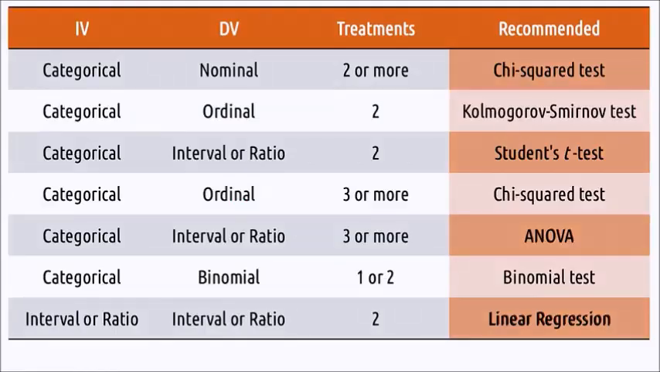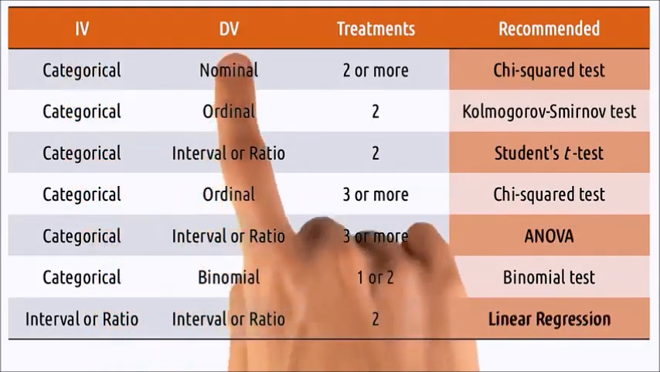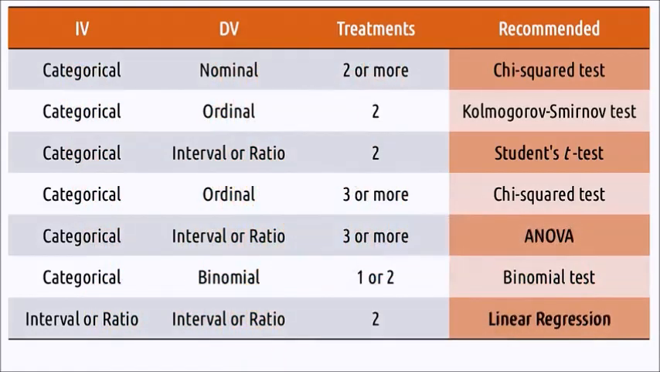Because the only goal here is for you to be able to identify what tests to use and when, we've put together this little chart to serve as kind of a cheat sheet. Here you can look up your independent variable, your dependent variable, and your number of treatments, and see what test is recommended. So if you gathered some categorical ordinal data with 3 or more treatments, you know I probably want to use a chi-squared test.